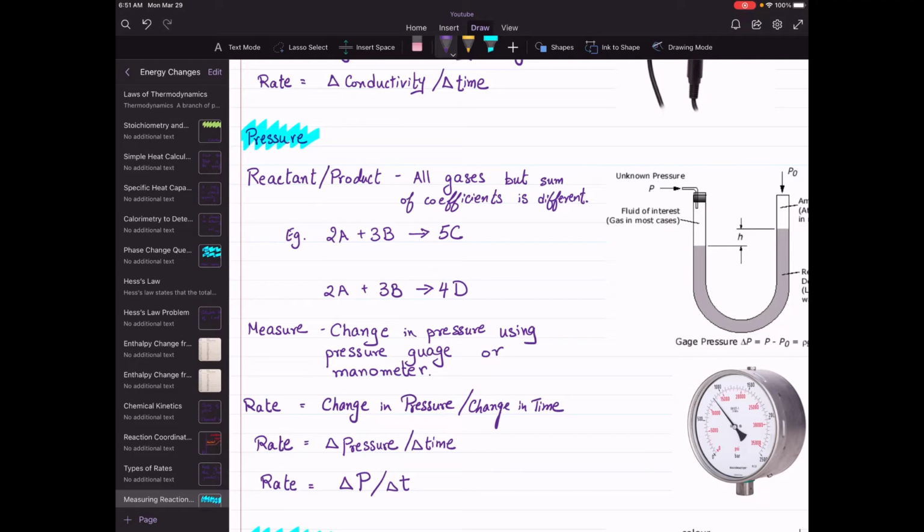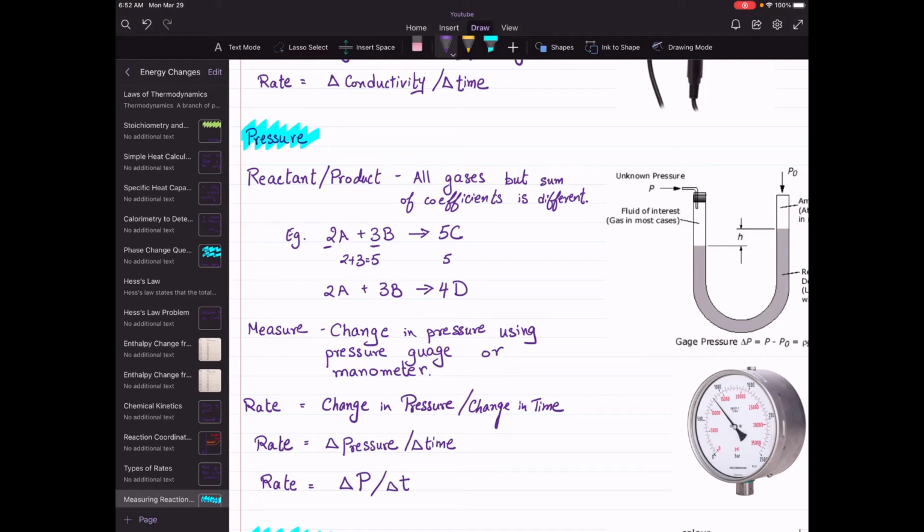So in the first equation I have 2A plus 3B forms 5C. If you analyze this, the 2 and 3, so 2 plus 3 is equal to 5. And on the right hand side also is 5. In other words, the number of gas particles in the solution haven't changed. And if that's the case, then there is no change in pressure because, again, recalling from grade 11, pressure is dependent on the number of particles, not the kind of or the specific gas molecules.